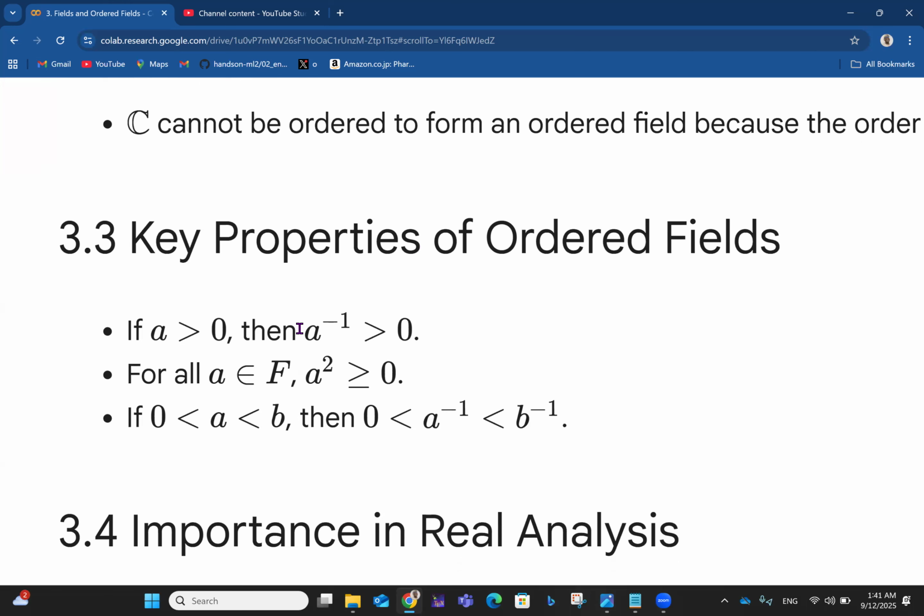Then another property is that for all A belonging to F, for any element you pick from F, A squared is always greater than or equal to 0. So for instance, if you take real numbers, like 0.5, that's half. So half belongs to real numbers, or even rational numbers. But if you square half, you get 1 over 4, which is smaller than half, but still greater than or equal to 0.